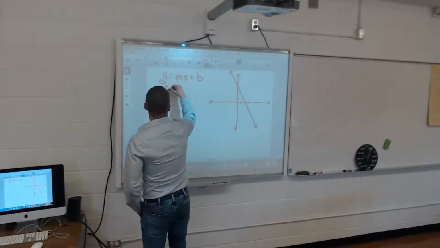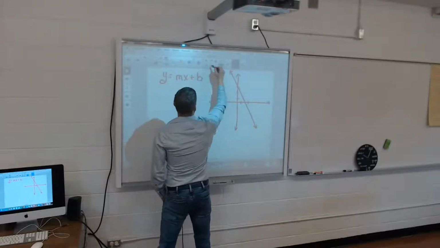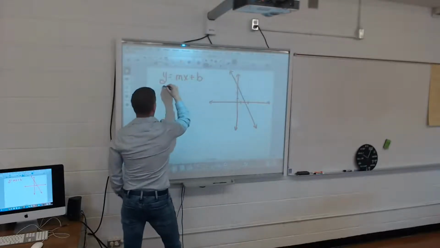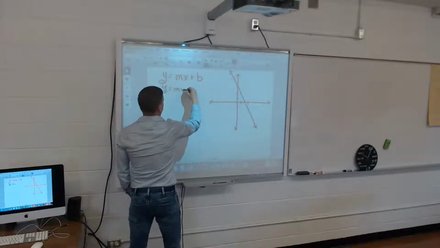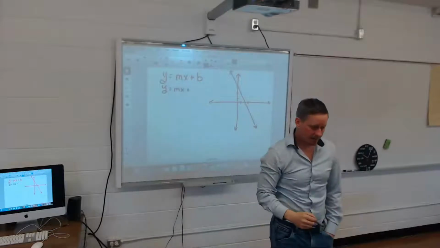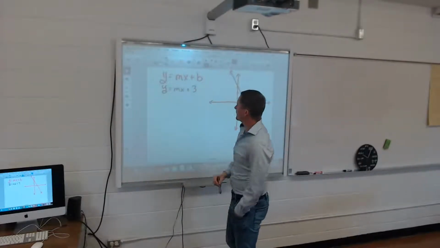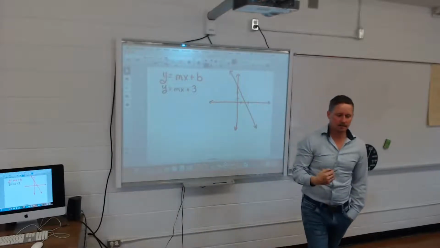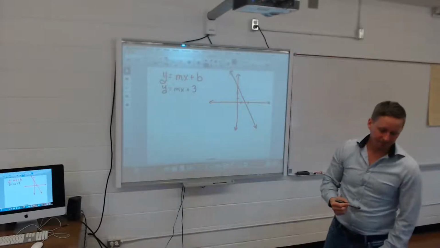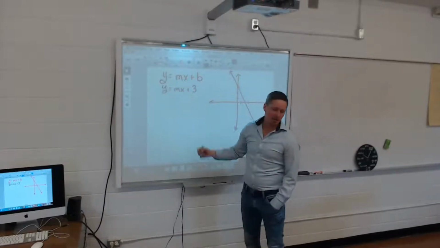So I go y equals, I'm just going to change my color here. y equals mx plus, and where does it cross the y-axis? 3. So there's the first thing that I find. So far so good, right? The next thing that I want to find is my slope.